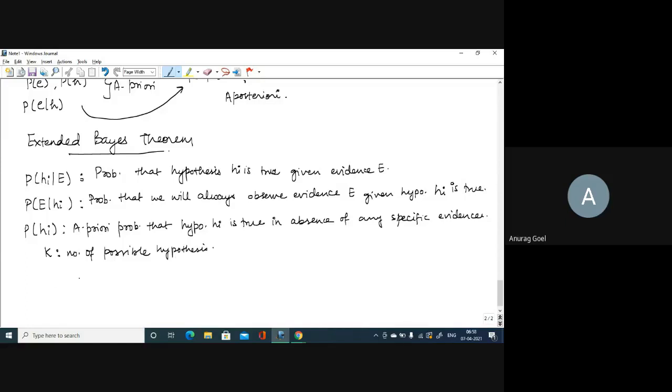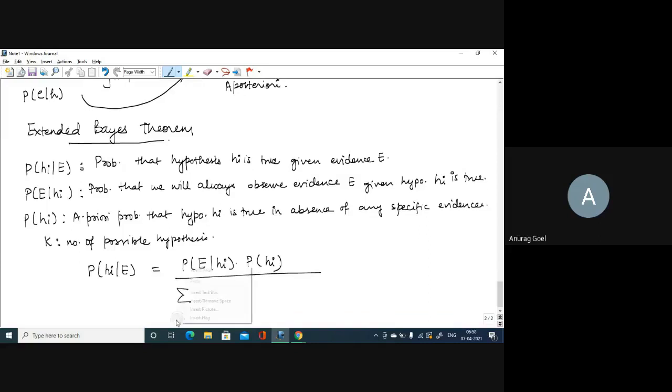Okay, so what the extended Bayes theorem says is that the probability of Hi given E is equal to P of E given Hi into P of Hi, divided by the summation over all the hypotheses. Let's say we are considering j equal to 1 to k, where k is the number of all possible hypotheses, of P of E given Hj into P of Hj.